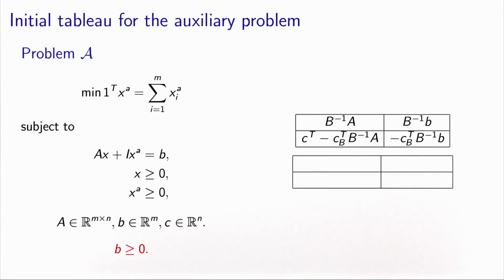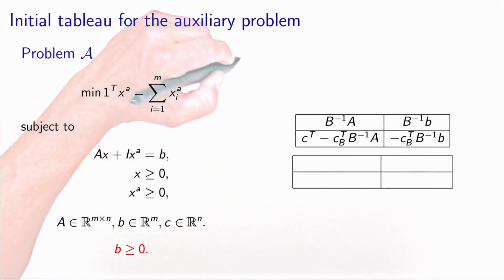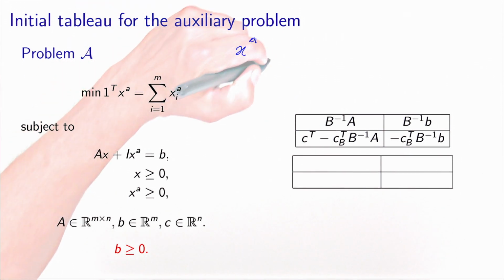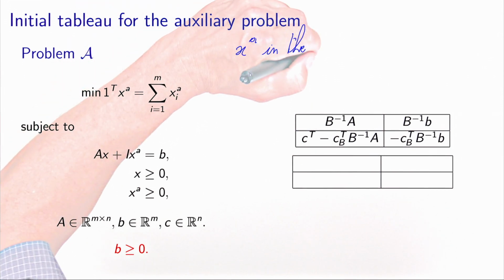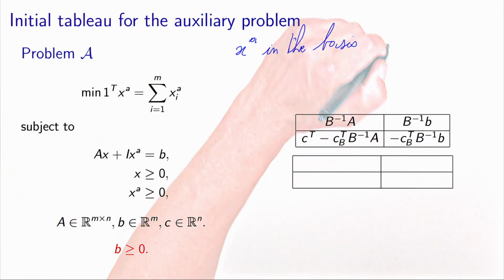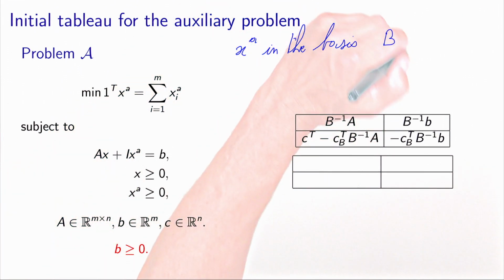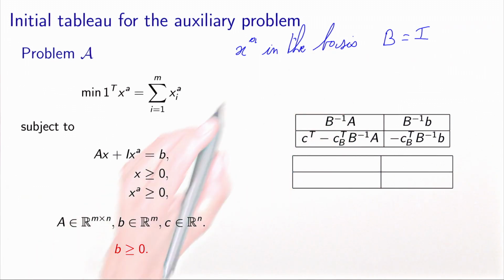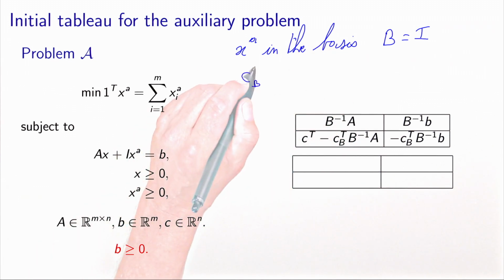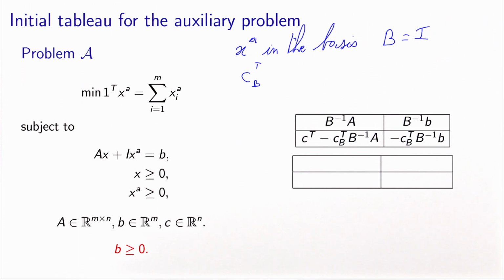Now we need to solve this problem, problem A, and to do so we will use the simplex algorithm. The whole idea is that it will be easy to find an initial tableau to solve it. So let's see what the initial tableau is. As we did in the previous video, we will put the variables that we have added, xa, in the basis. It means that the matrix B will be equal to the identity matrix. It means also that the vector cB transpose is the coefficients of the basic variables in the objective function.